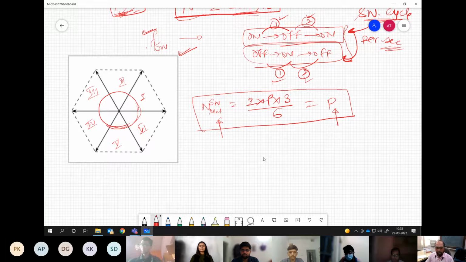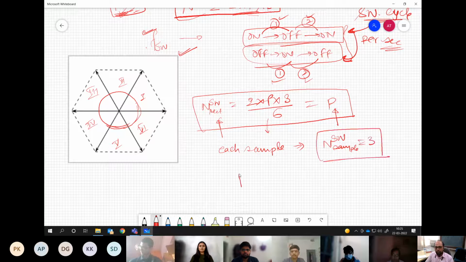Okay, now I go one more step. Now I am saying that for each sample, how many switchings are there? For 3. Three. Which means if we want to have P number of switchings per sector, how many samples should be there in one sector?